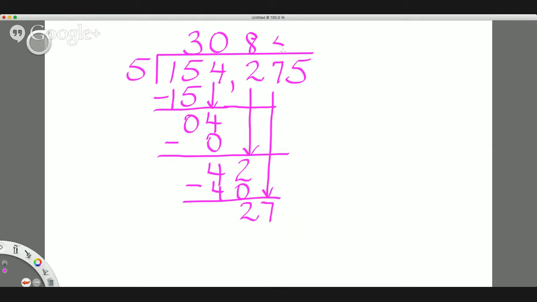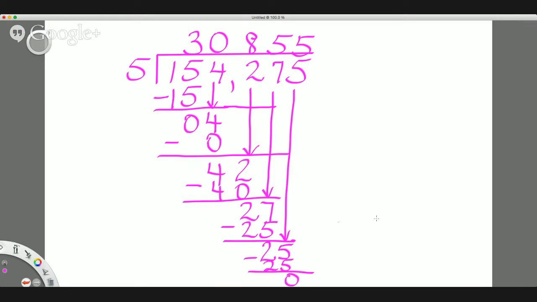27 divided by 5, 5. 5 5s, 25. Subtract, we get a 2. Bring down. 25 divided by 5 is 5, and 5 times 5 is 25. Subtract, and we get a 0, and we're done. And our quotient is 30,855. Okay, let's take a look at another example.